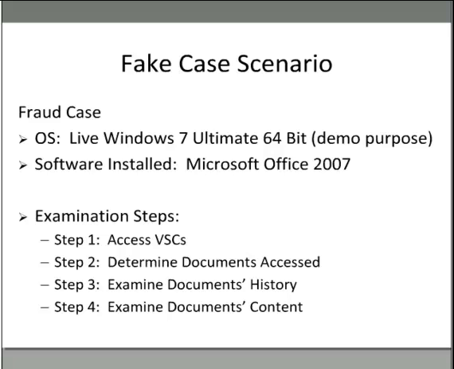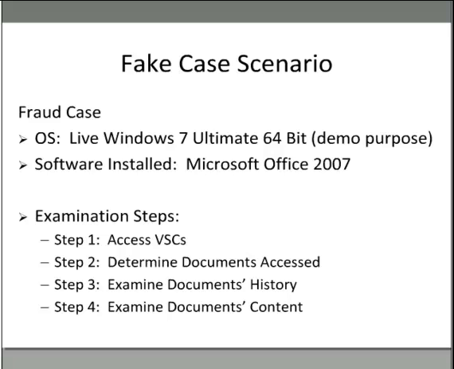And so then to process this fake case, we're going to do it in 4 steps. Step 1 is going to be to access the volume shadow copies. Step 2 is to look to see what documents Corey has been accessing, because if he's creating fake documents on that system, sooner or later he's going to be accessing documents, and then that's going to lead you to where those documents are.